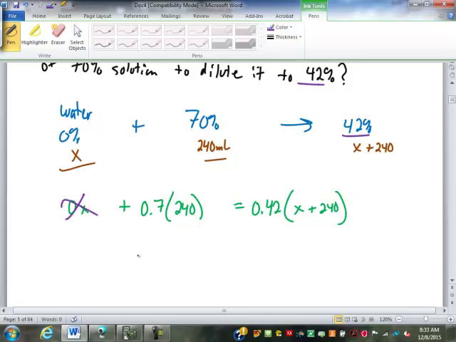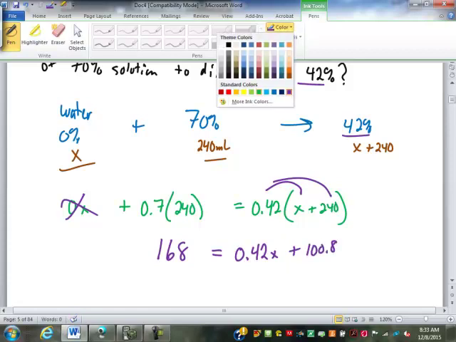So 0 times x is nothing, it's gone. 0.7 times 240 is 168. 0.42 times x is 0.42x. Then 0.42 times 240 is 100.8.